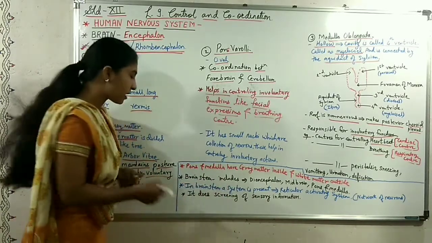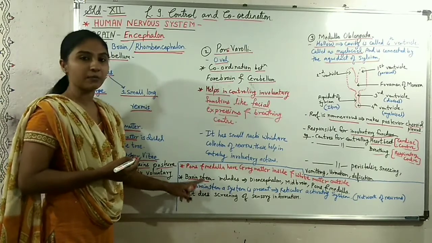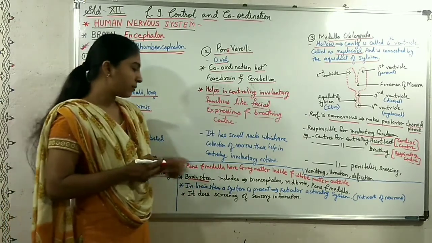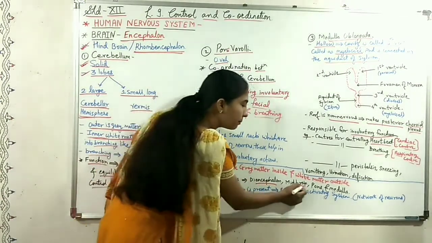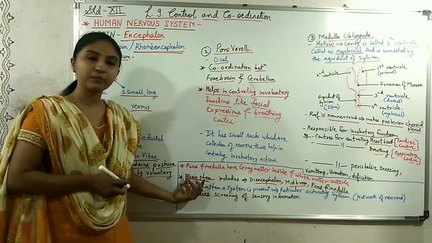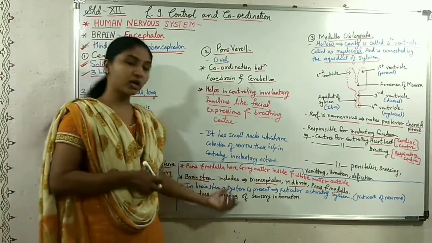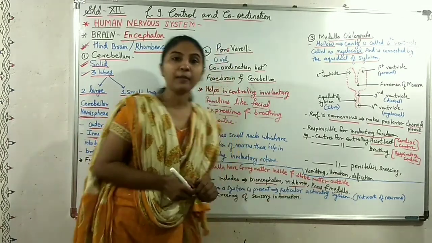Also there is another important structure called the brain stem. The brain stem is made up of the diencephalon, midbrain, pons and medulla.